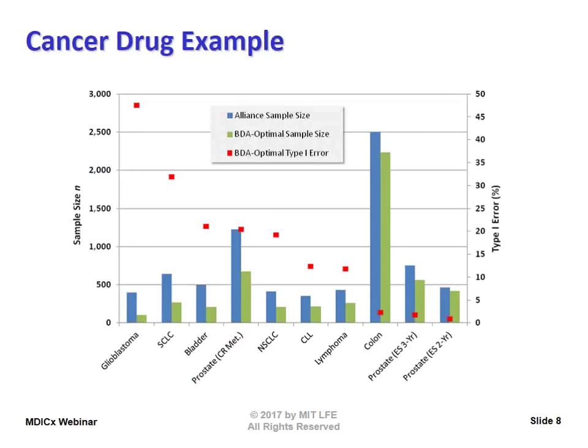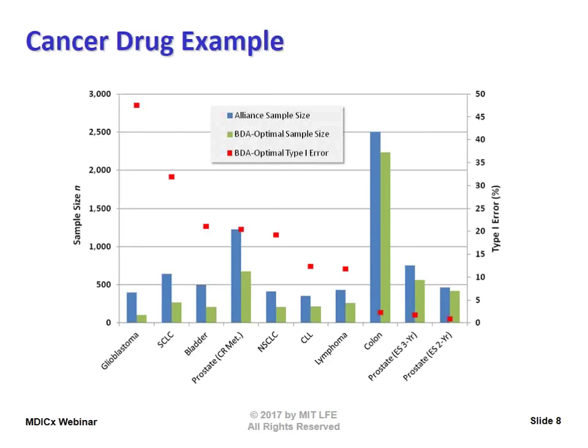So in this graph, in blue, you see the sample sizes that have been used in the Alliance trials for various different kinds of cancers. And in green, you see the sizes that have been developed from our BDA optimality procedure, and the red dots indicate the type 1 error that we're getting in order to minimize the expected cost.